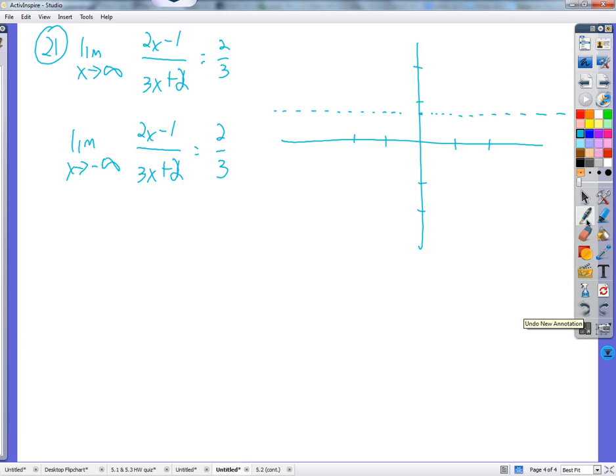Okay, so we could kind of not draw this in the middle if we're uncomfortable about crossing the horizontal asymptote, because the horizontal asymptote is only about the end. The eventuality is it'll approach 2/3.